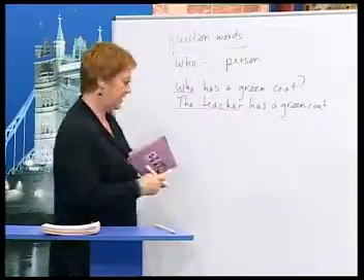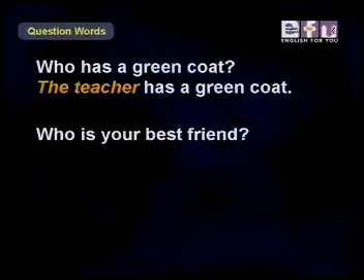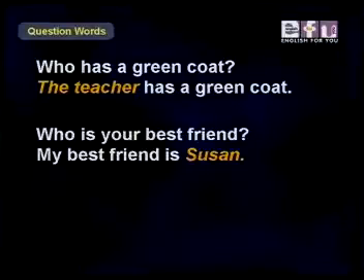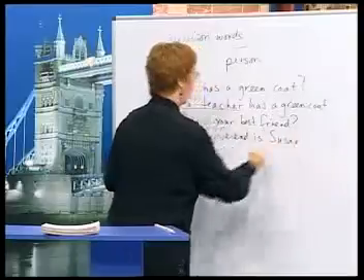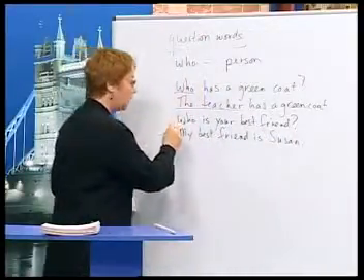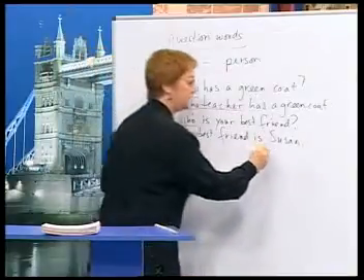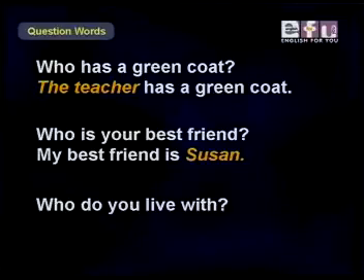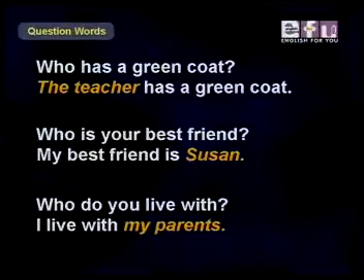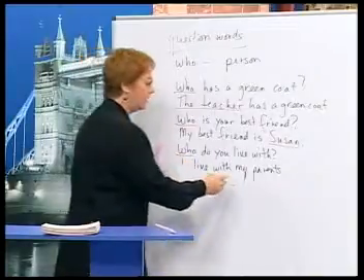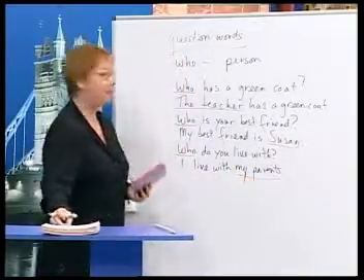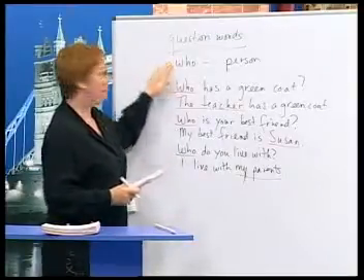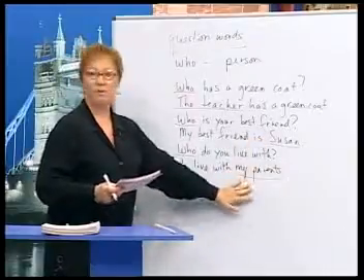Another example. Who is your best friend? My best friend is Susan. And one more example. Who do you live with? I live with my parents. So this question is about a person, the teacher, Susan, or my parents.